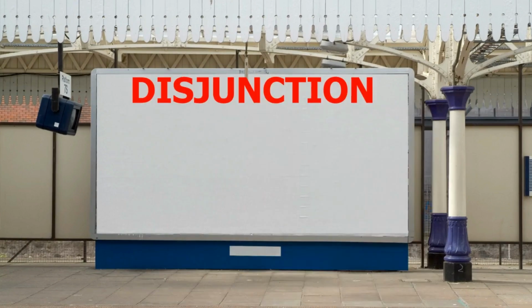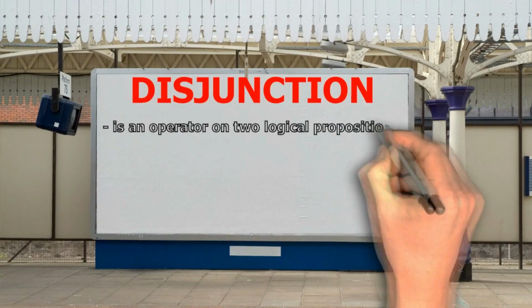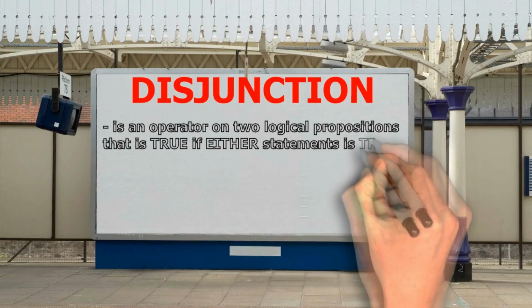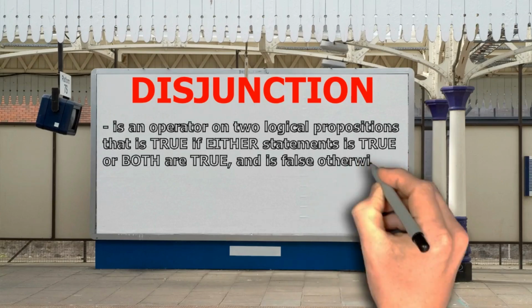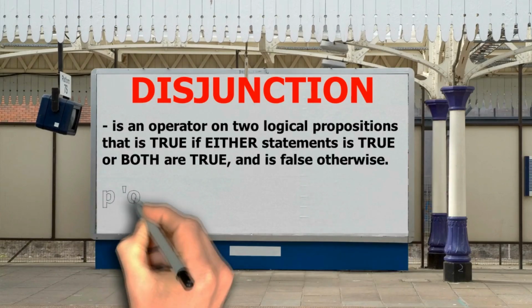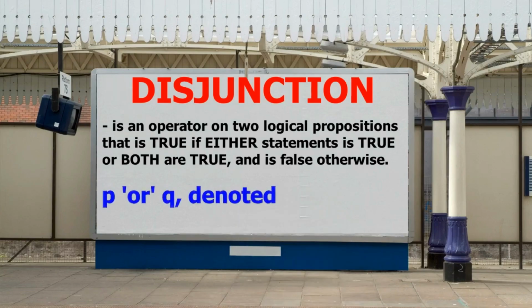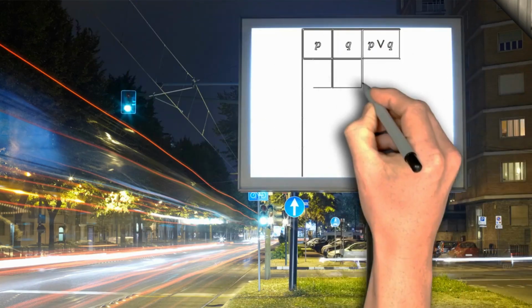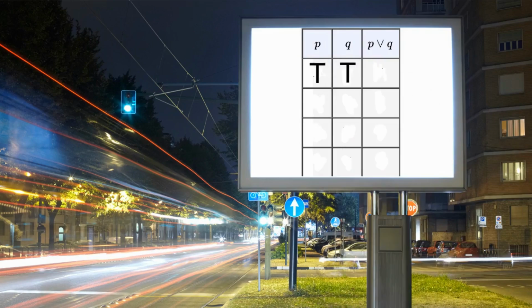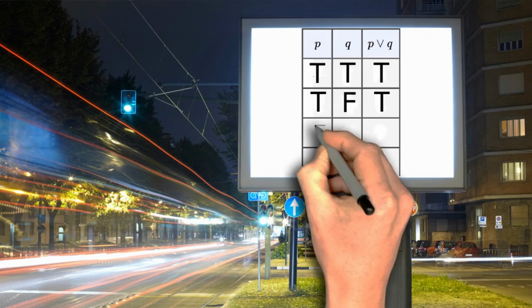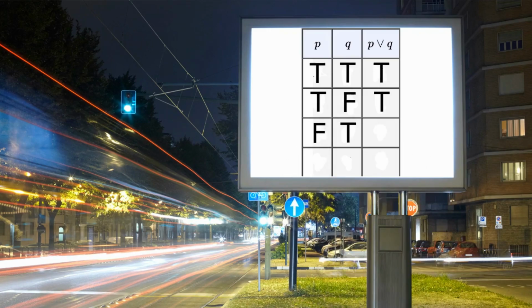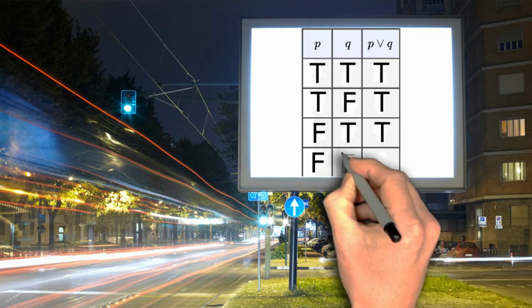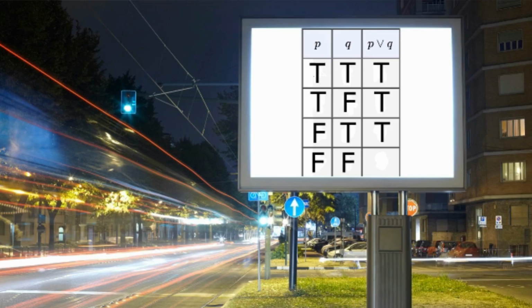Similarly, a logical disjunction is an operator on two logical propositions that is true if either statement is true or both are true, and is false otherwise. The disjunction or logical OR of P and Q, denoted P or Q, is defined by: if P is true and Q is true, P or Q is true. If P is true and Q is false, then P or Q is true. If P is false and Q is true, then P or Q is also true. If P is false and Q is false, then P or Q is false.